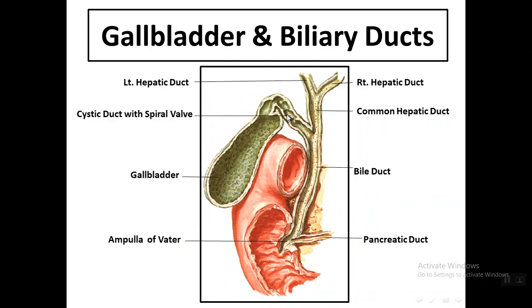This is the gallbladder. This is the fundus, body, and neck. The neck will lead to the cystic duct, and we can see that the cystic duct has this elevation in the mucous membrane called the spiral valve, in order to keep the lumen of this duct open. It will unite with the common hepatic duct to form the bile duct, that will open in the second part of the duodenum.